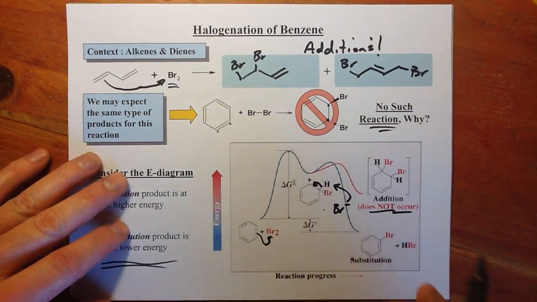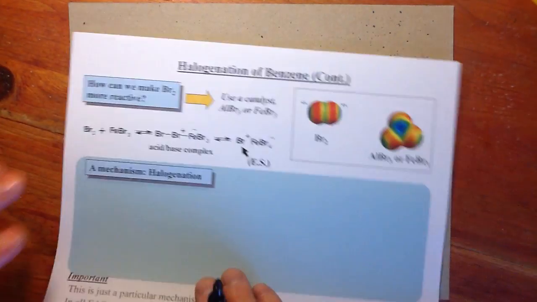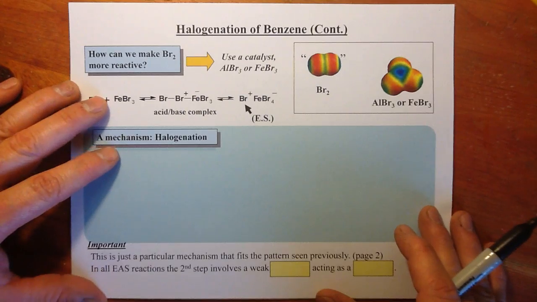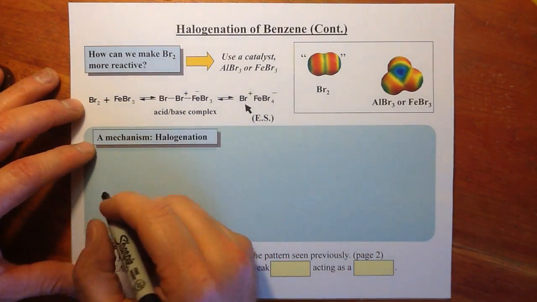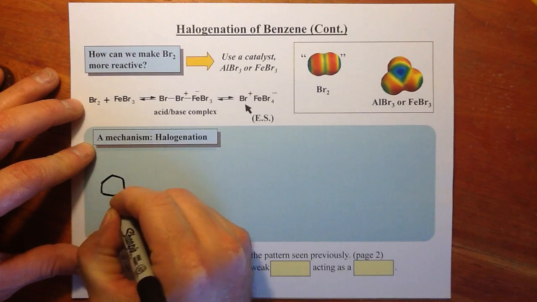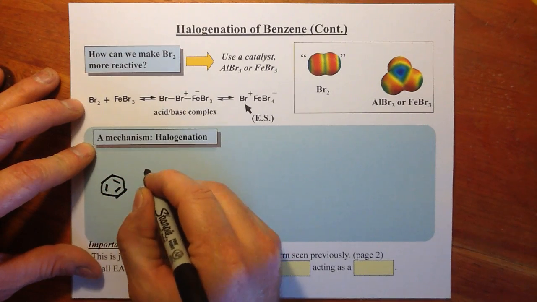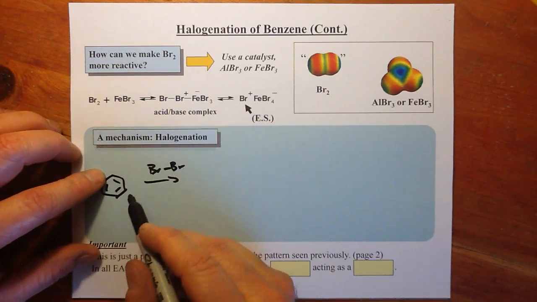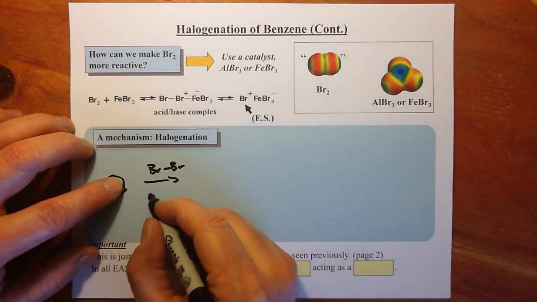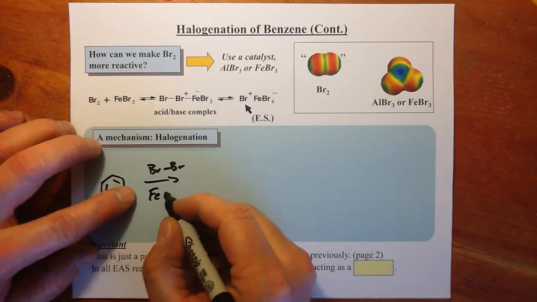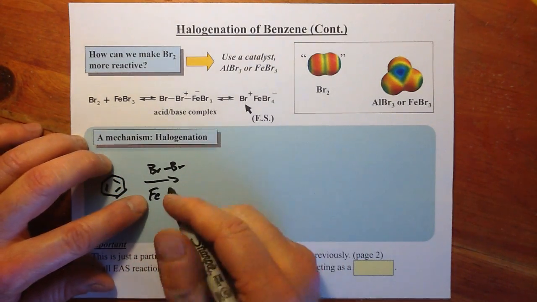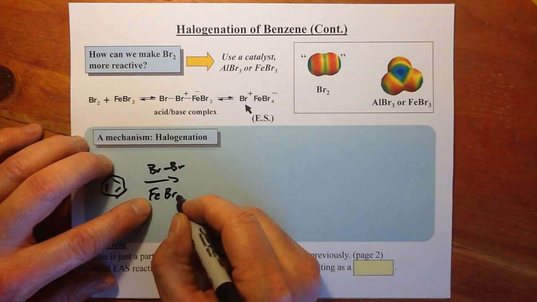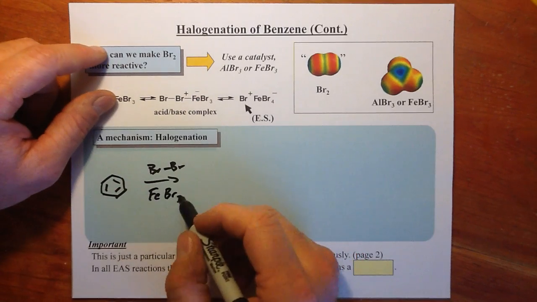So remember that. Let's go ahead into the next slide and start remembering that in the second and last step, we have to have it act as a base. So let's draw the mechanism out. So I'm going to take benzene, and we can't just add Br2 again. We can't do that because it's not reactive enough. We have to add some sort of Lewis acid or even a Bronsted acid. You can use iron and Br2, and that will make FeBr3, or just add this directly.